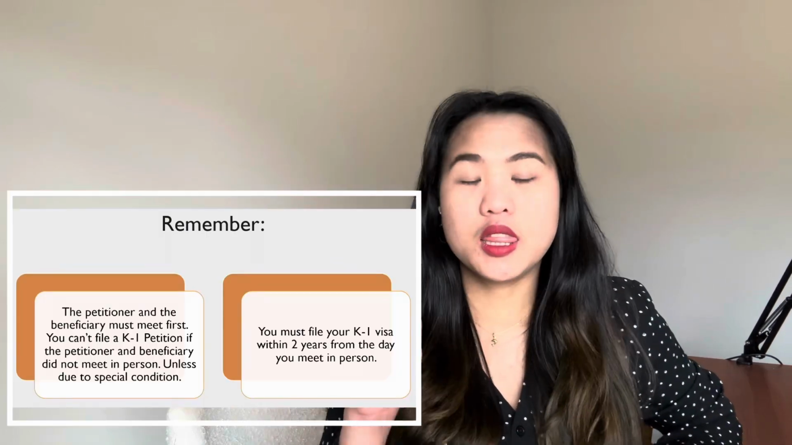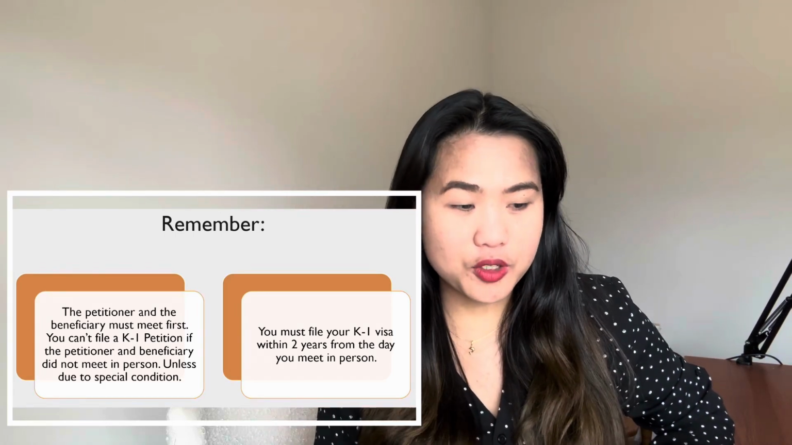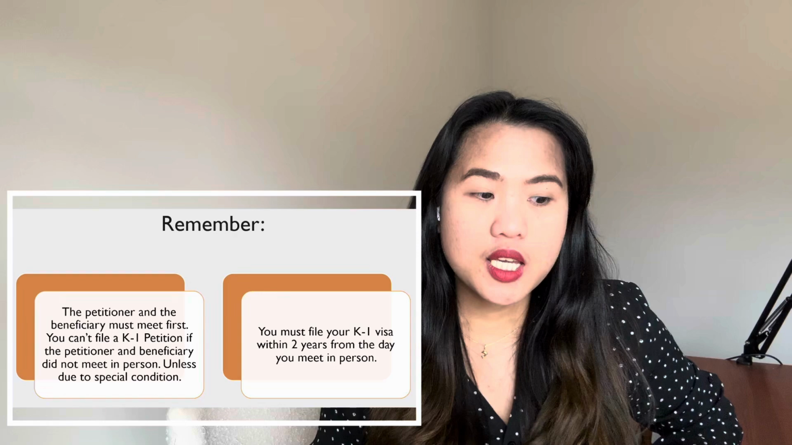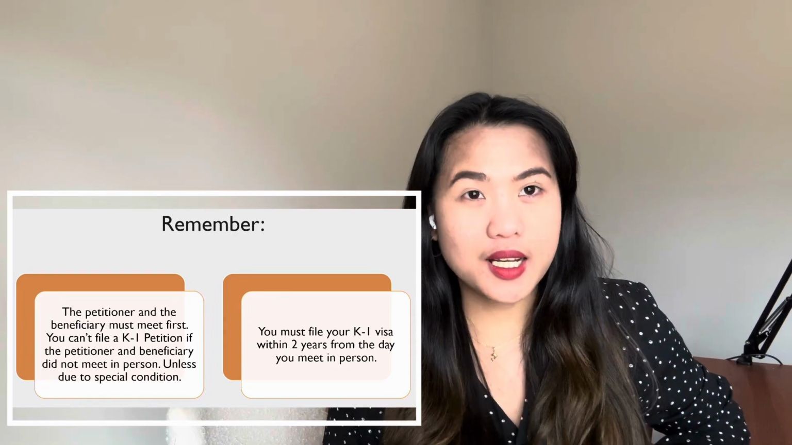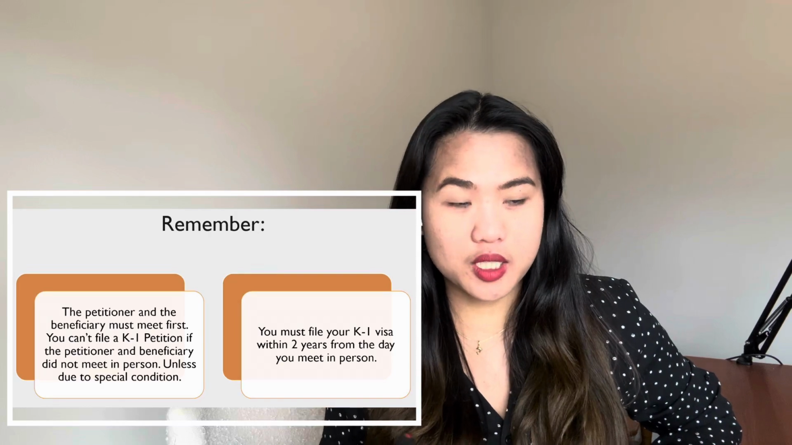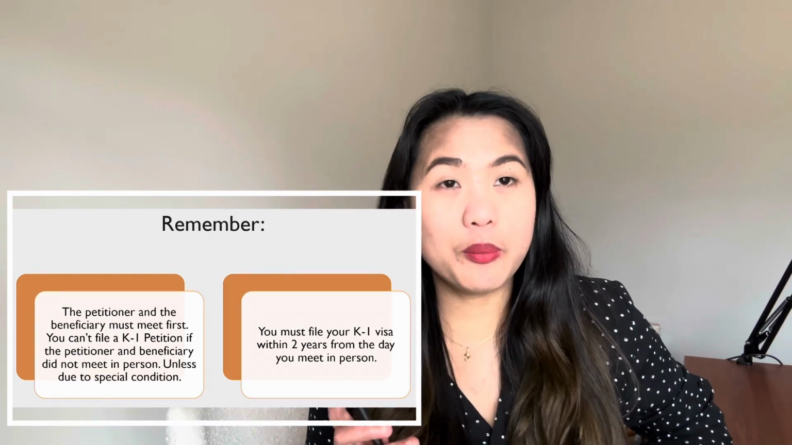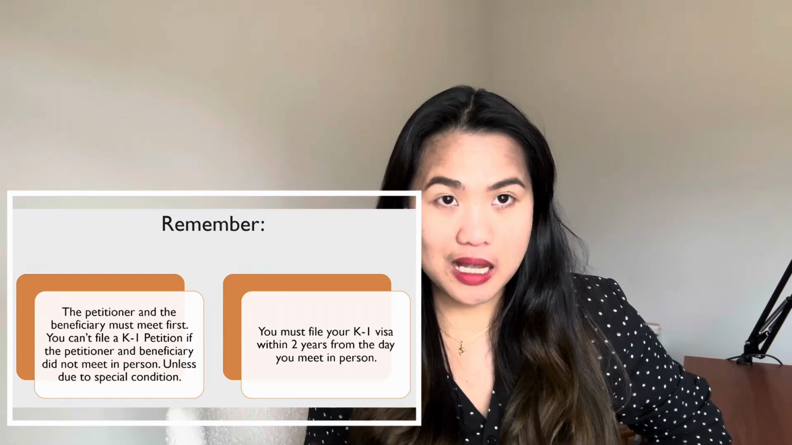All right guys, so first things you need to remember when you're preparing for a K-1 visa process is that number one, the petitioner and the beneficiary must meet first in person. So you can't file a K-1 visa if you and the beneficiary or your fiance did not meet in person. But there are special circumstances that you can apply for K-1 visa if you did not meet in person.